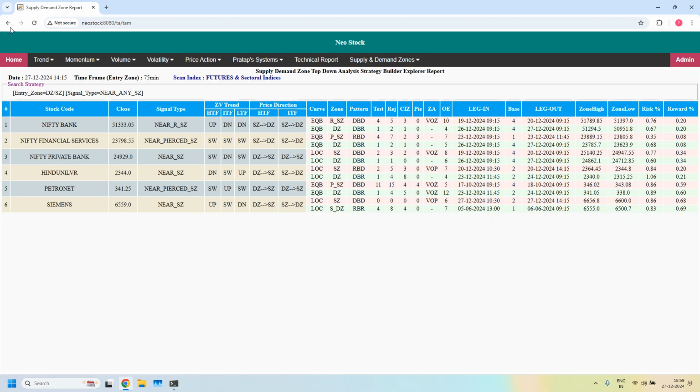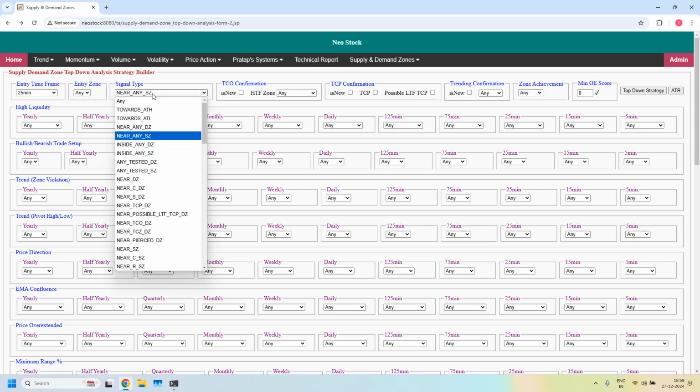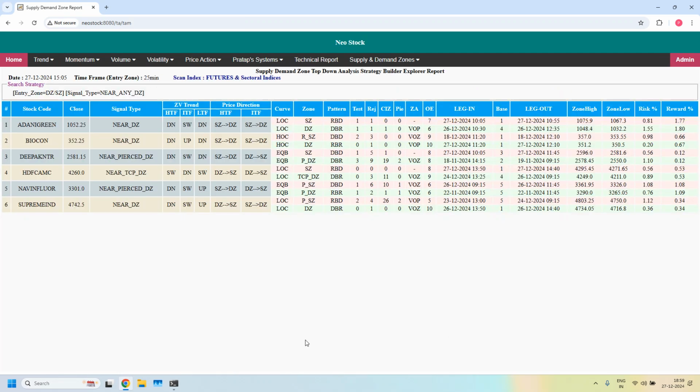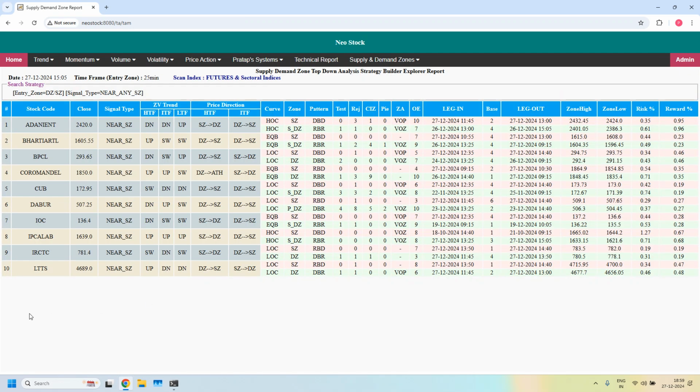Okay. Next time frame is 25 minutes. Stocks near 25 minutes demand zone. We got 6 stocks. Next 25 minutes time frame. Stocks near 25 minutes supply zone. We got 10 stocks.